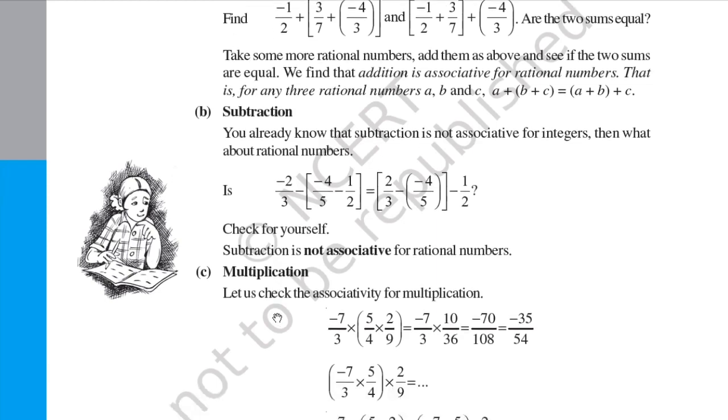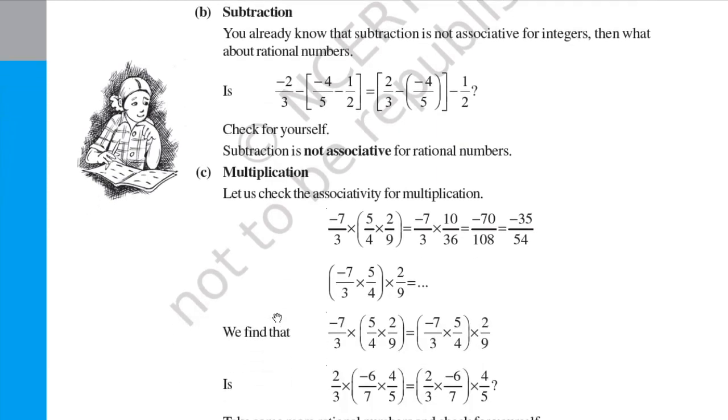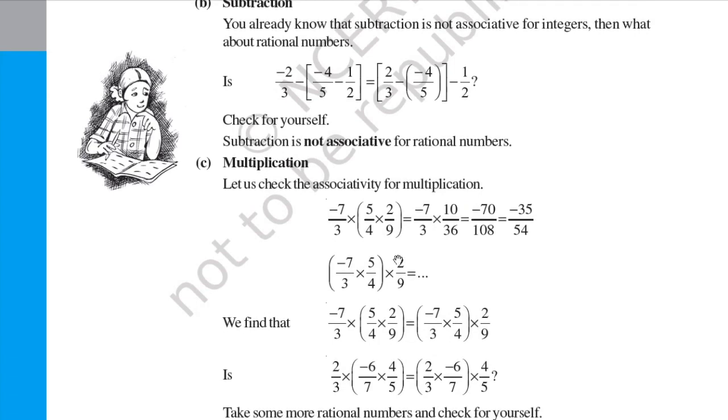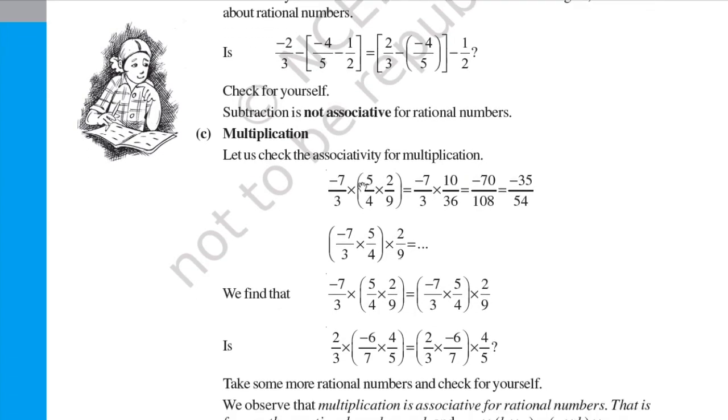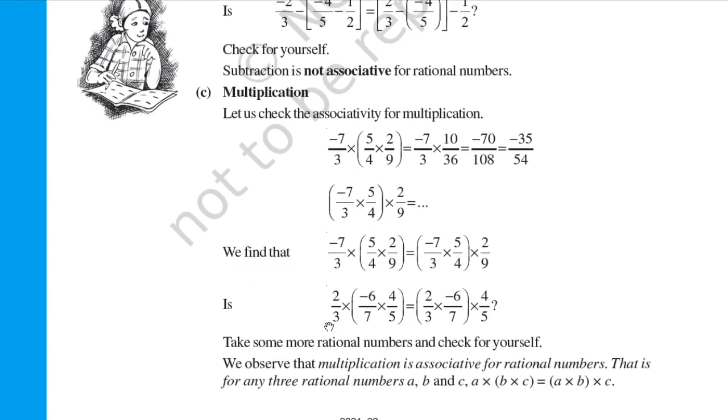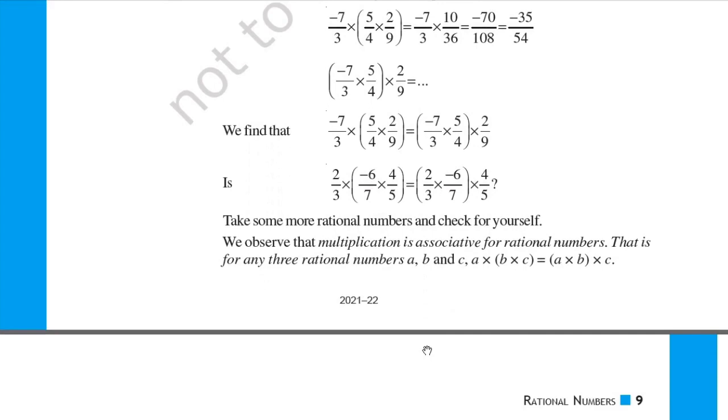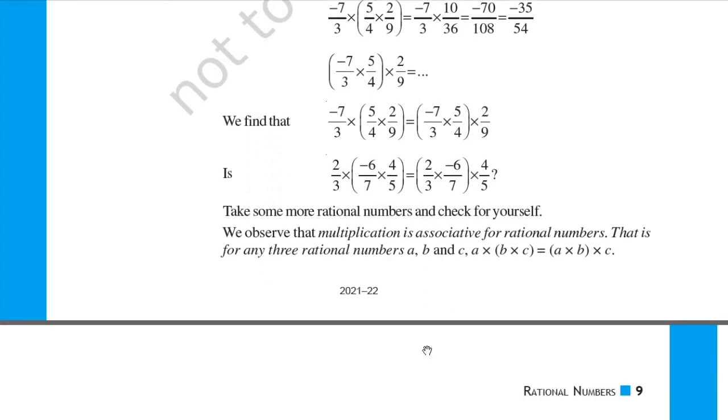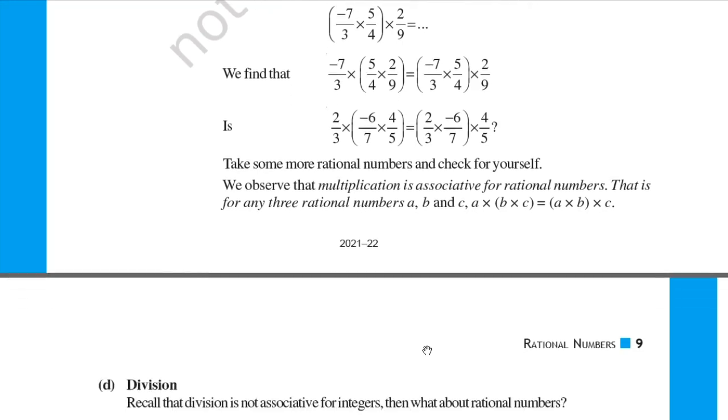Multiplication, let us check the associativity for multiplication. You can see here, it will be associative. When you check, when we multiply these things, it will come minus 70 upon 108, so minus 35 upon 54. Here we will get the same, minus 35 upon 54. So it is associative. Take some more rational numbers and check for yourself. So we observe that multiplication is associative for rational numbers, that is, for any three rational numbers a, b, c, a into in bracket b into c is equal to in bracket a into b, into c.